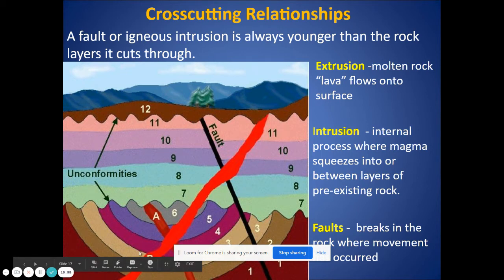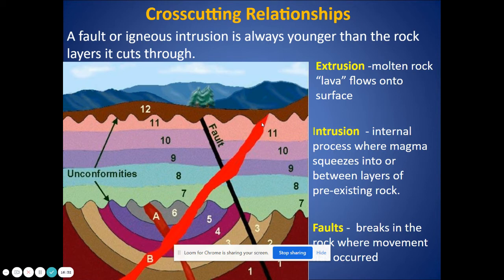Things we need to look at are intrusions and extrusions. So intrusions, you're looking at just the volcanic magma that's getting caught up underneath. See how A and B, they're both magma that's coming through, and it's essentially frying all the other layers of the rocks in this area.